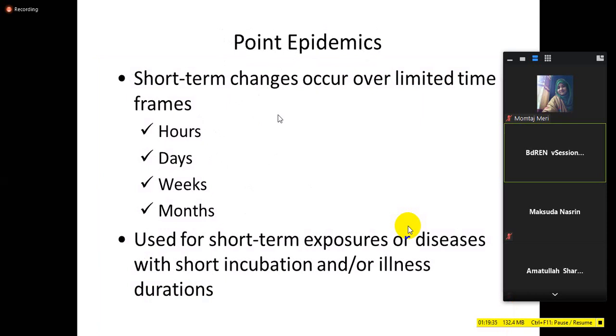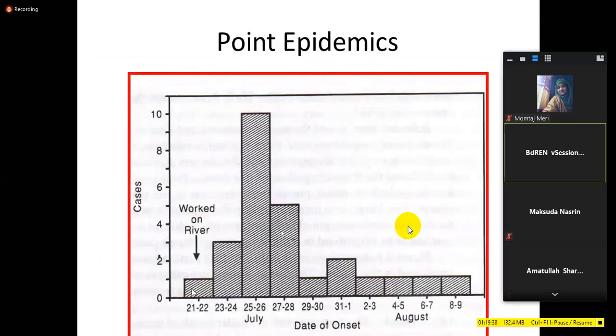This is applicable for infectious disease. Like here you can see this graph. The disease was not recorded before 21st of July, but on 21st July one case was recorded. On 24th July, 3 cases were recorded. But all of a sudden, the number rose to 10 on 25th to 26th July. So this change is happening in a very short span of time. If you get this type of figure, you can expect that there is an outbreak.